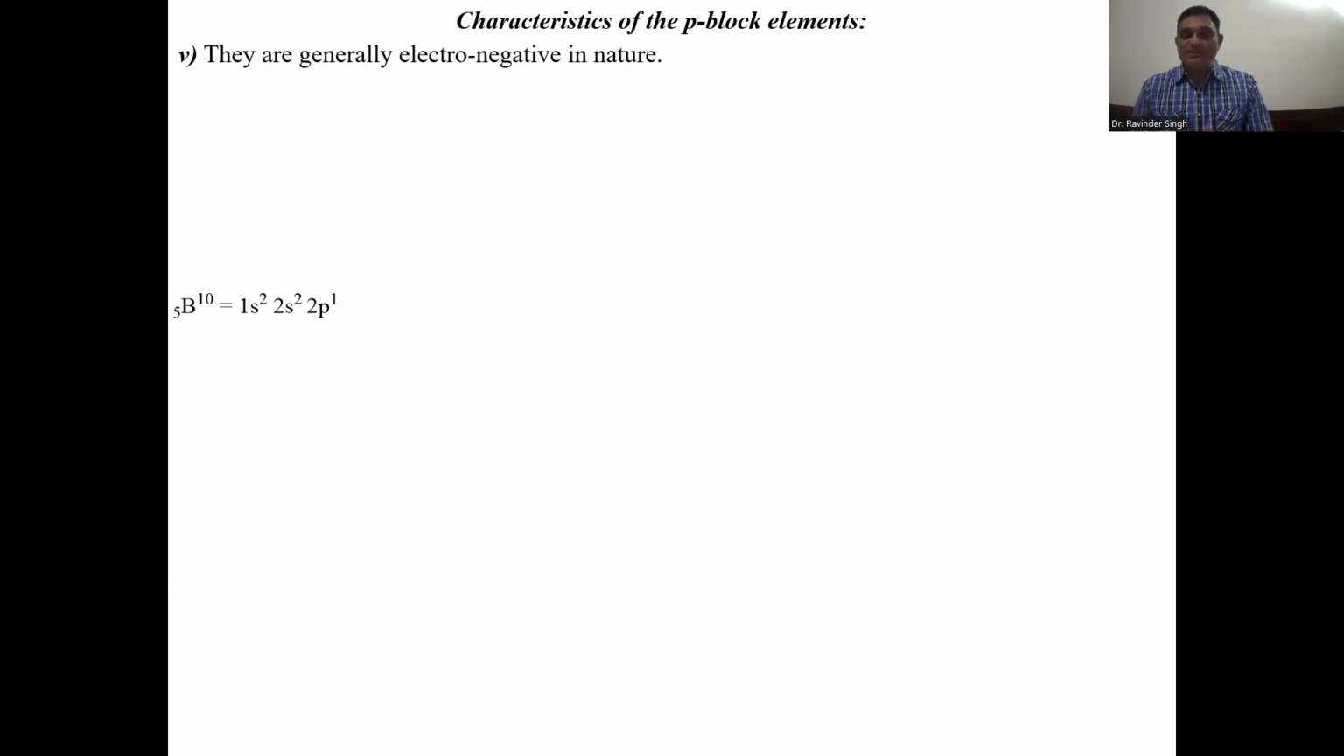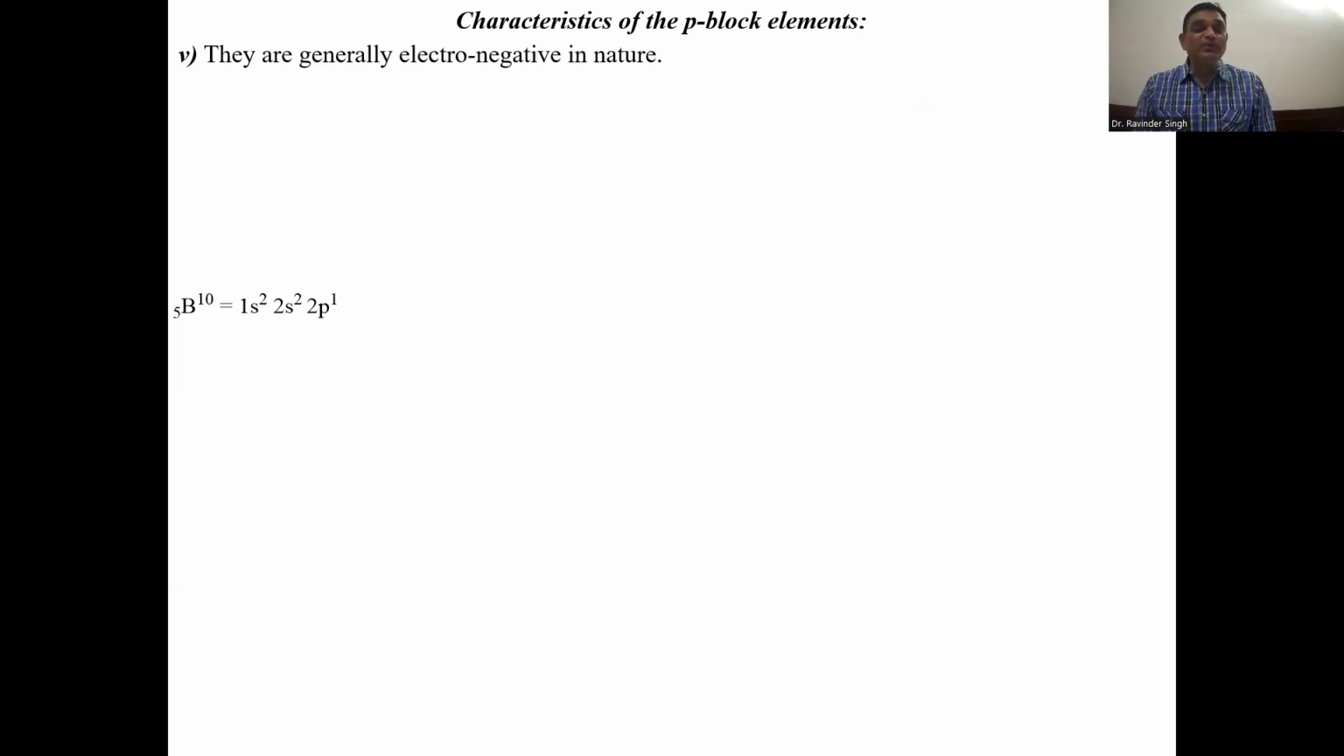So the p block elements contain a mixture of these elements. Most of the elements are electronegative in nature. Generally, they are electronegative in nature because most of the p block elements are electronegative. Some others are metalloids, meaning their nature is between metal and non-metal. And there are some elements at the bottom of these p block groups which have some metallic nature also, but most of the elements are electronegative in nature. So we say they are generally electronegative in nature.